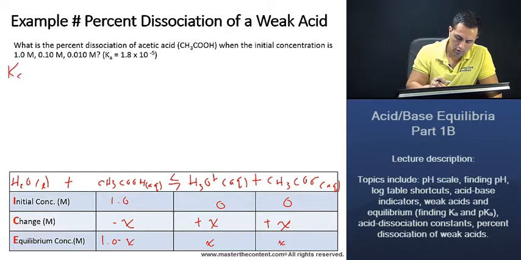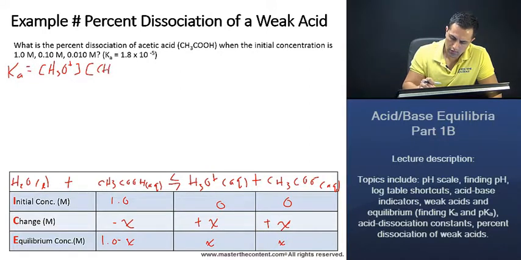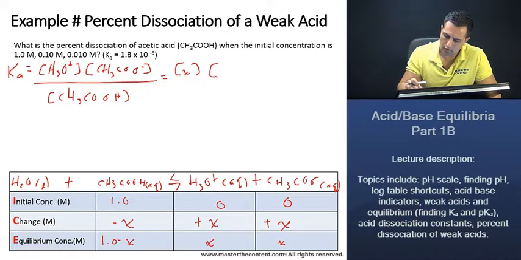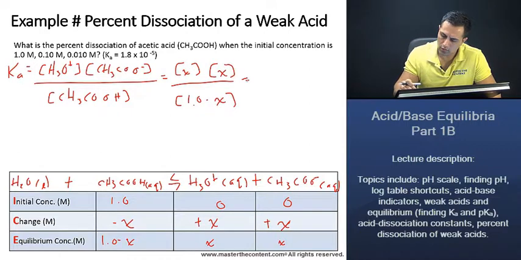For the acid dissociation constant, let's first write down our reaction here. Perfect. And that's just going to be our acetate ion there over our acetic acid concentration, right? And this is just going to be x, and this is just x, and this is going to be 1.0 minus x, and this is all equal to 1.8 times 10 to the power of negative 5.